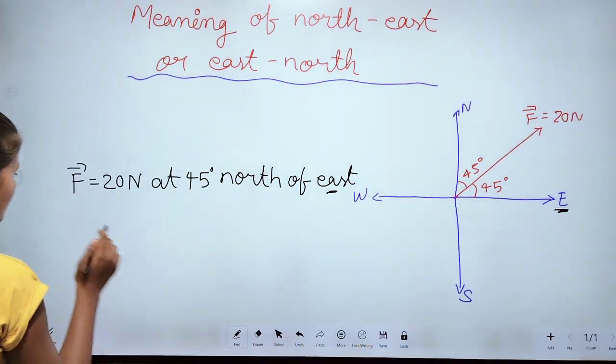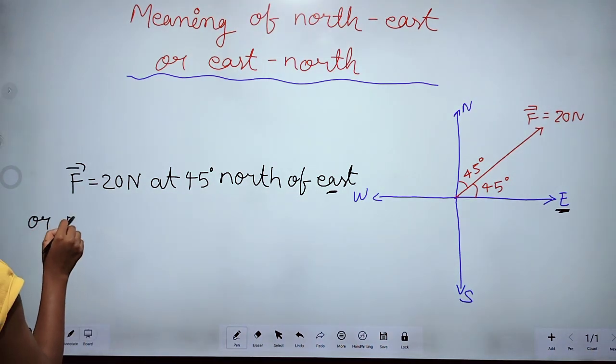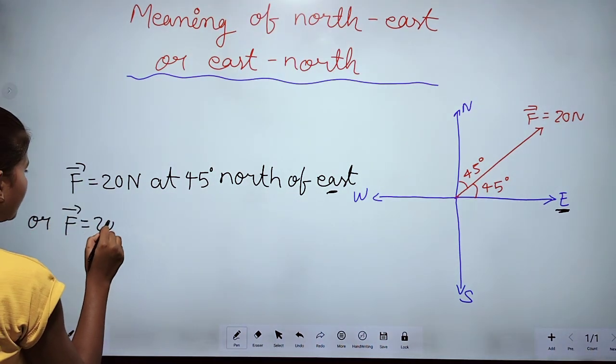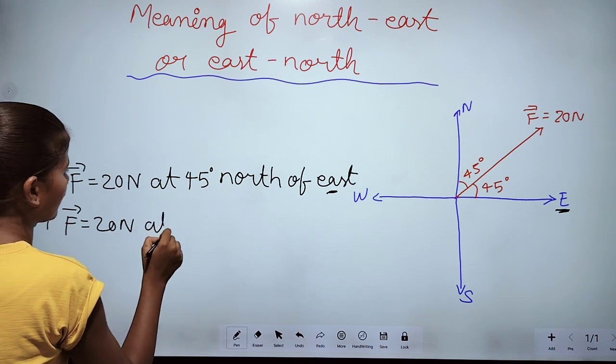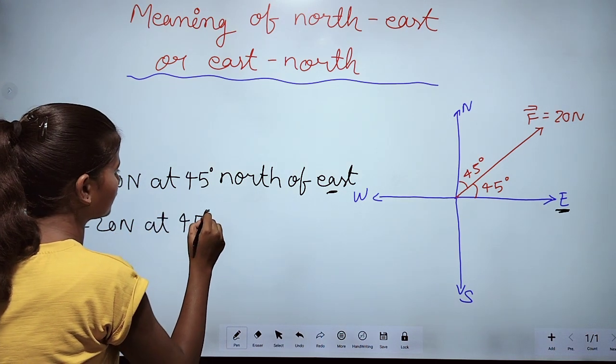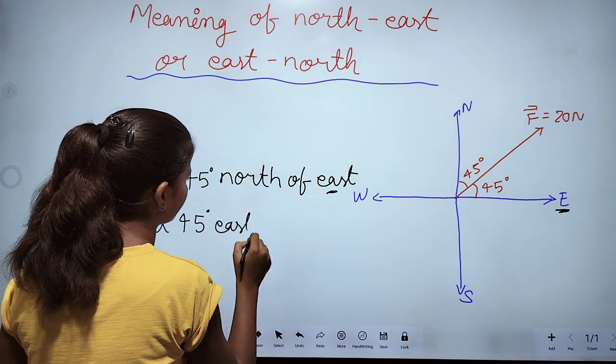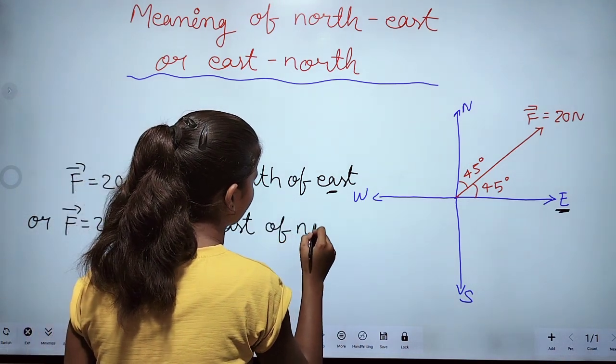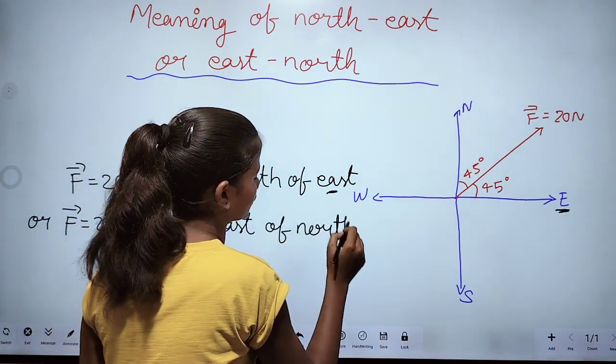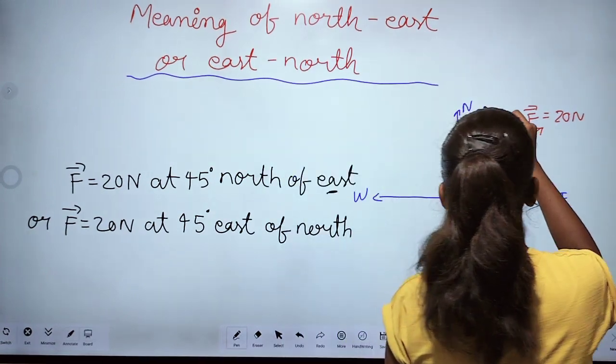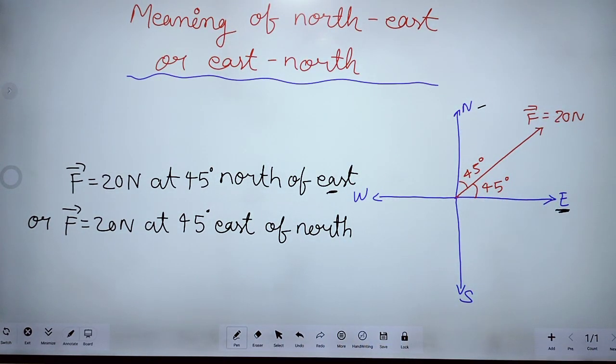Or you can also write like this: force is equal to 20 Newton at 45 degree east of north. Because here you can see that north also forms 45 degree.